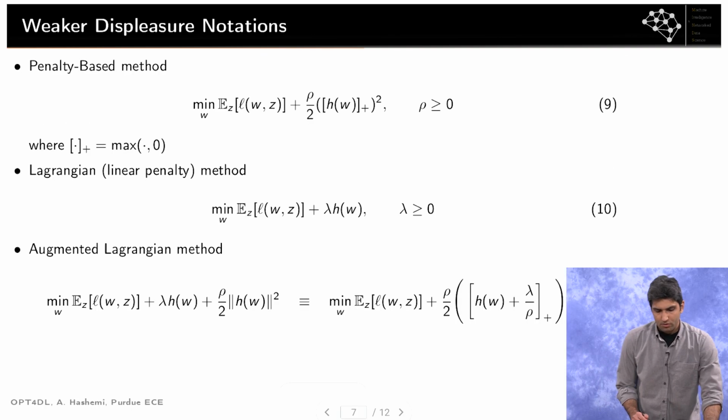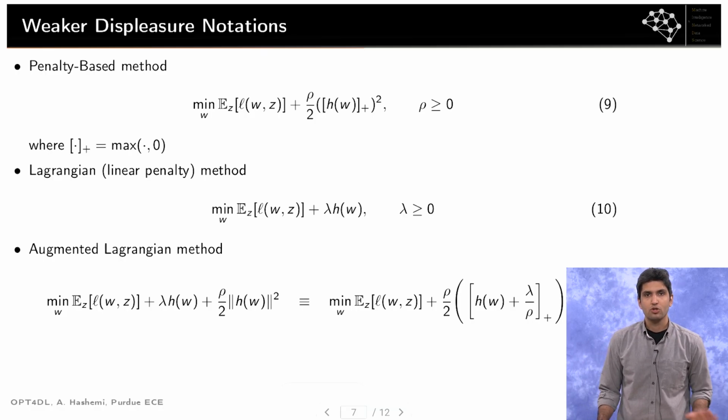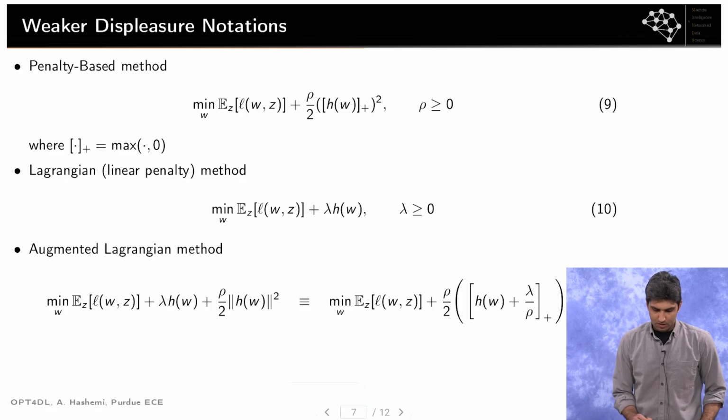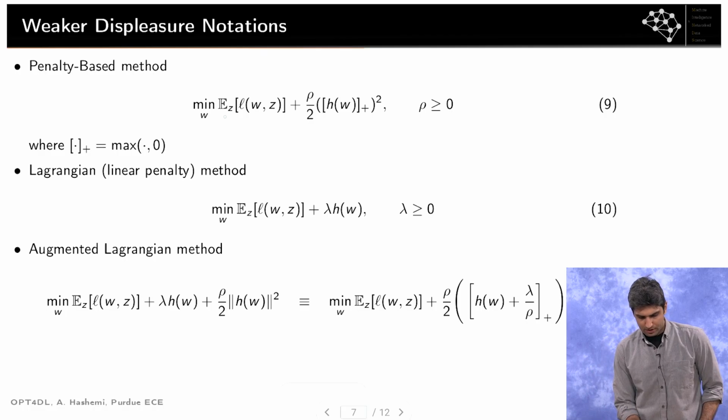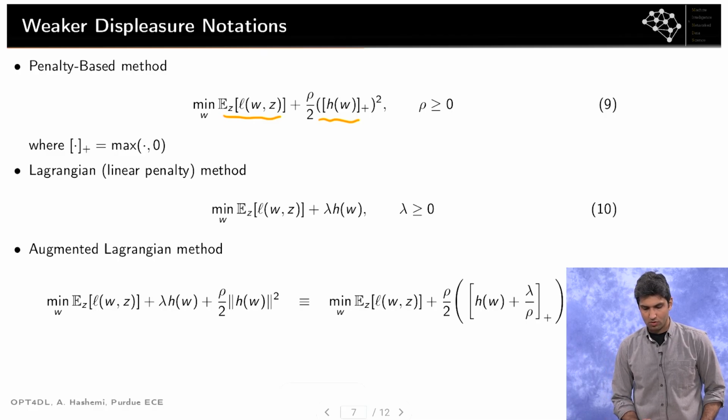All right. So in the penalty-based approach, we typically use a quadratic function to approximate this maximum displeasure idea that we talked about in the previous slide. So in particular, we take the original loss and then augment it with the penalty function that depends on the constraint. Our penalty function is some rho, again a quadratic function, so it's rho divided by 2 times h(w) squared.